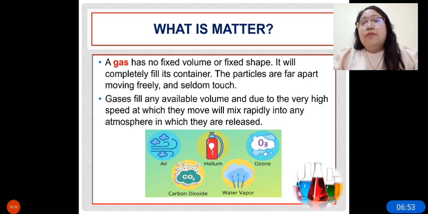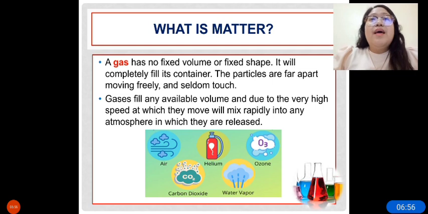Now, how about gases? As we know, when we blow up a balloon, it just keeps expanding until we stop blowing, because the air that we're blowing into the balloon is a gas. So gases are also pretty unique compared to solids and liquids. Gases don't have a fixed volume or shape. Instead, they completely fill their container.